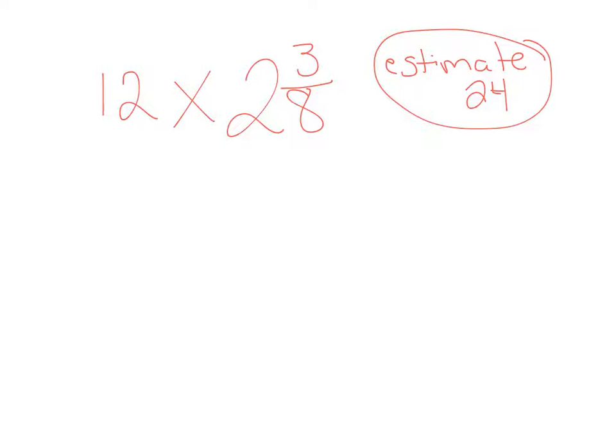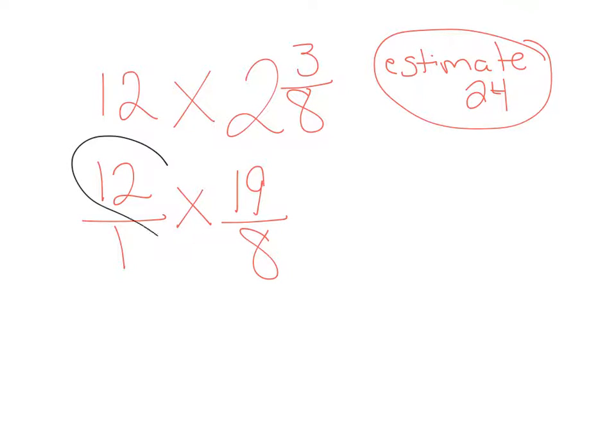Okay, I remember from classified information piece number 2 that you must write whole numbers over 1. And then, of course, we don't ever multiply mixed numbers. We must change them into improper fractions. 8 times 2 is 16, plus 3 is 19 over 8. Okay, now, the next thing we should do is cross-simplify.